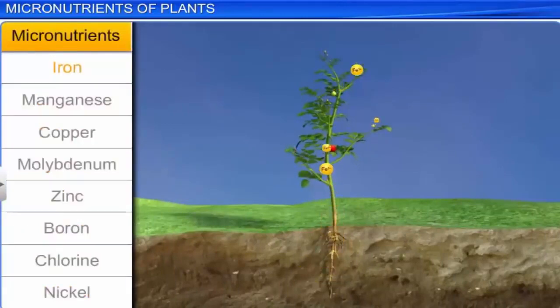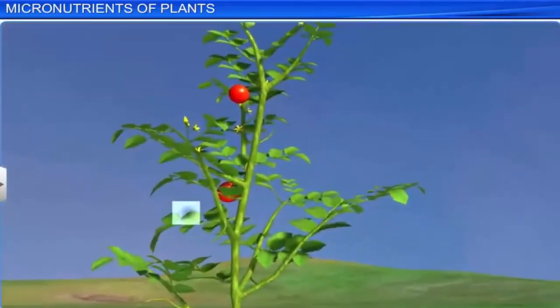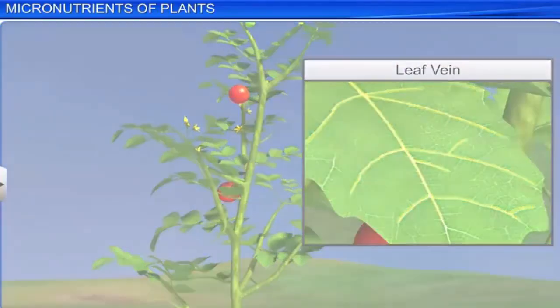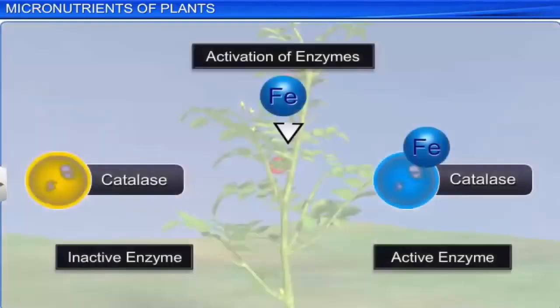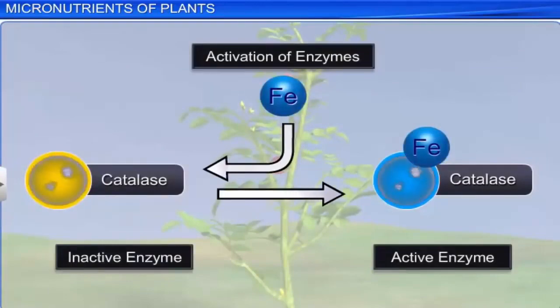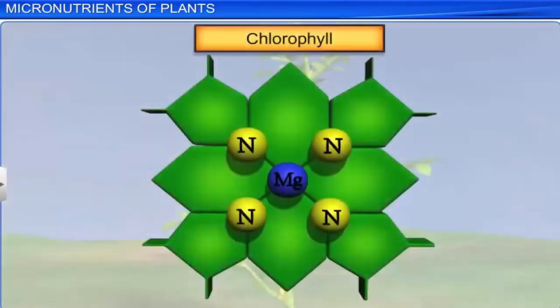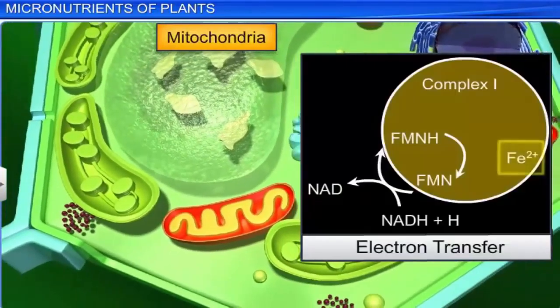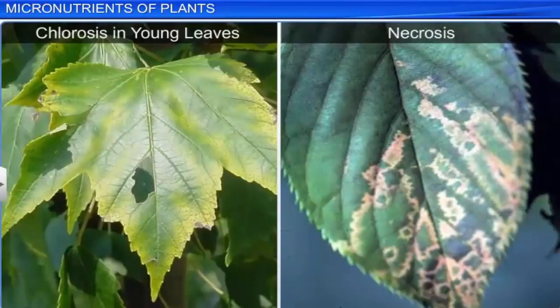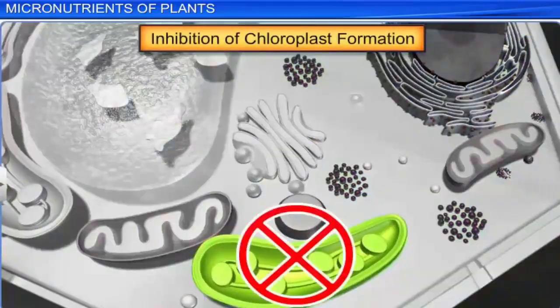Iron is taken in by plants in the form of ferric ions. It is seen along the leaf veins and is a constituent of ferredoxin and cytochromes. It activates the enzyme catalase and is essential for the formation of chlorophyll. It is reversibly oxidized from Fe2+ to Fe3+ during electron transfer. The deficiency of this element leads to symptoms like chlorosis in young leaves, necrosis, and inhibition of chloroplast formation.